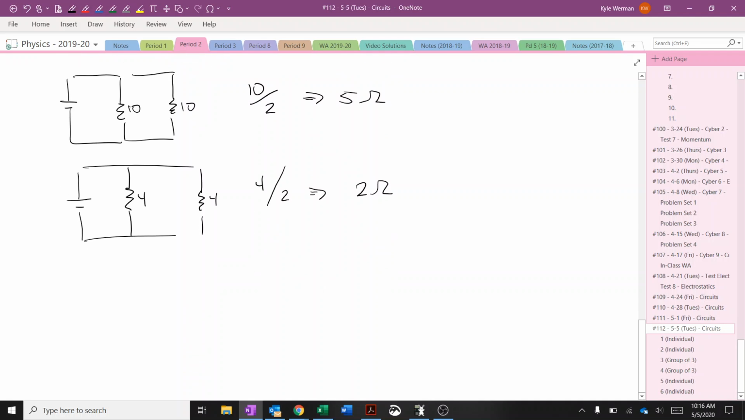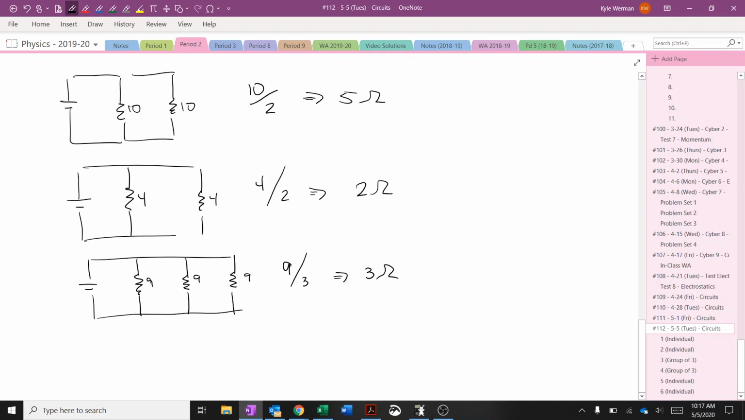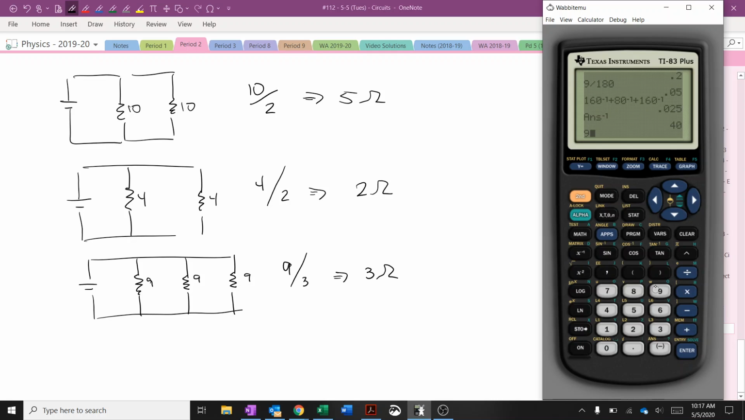Well, what if I have 3 branches? If I have 3 branches, and they all happen to be the same resistance, let's say it's 9, 9, and 9, it ends up being the same as 9 over 3. We get a 3 ohm resistance. Again, if I take my calculator out and I do 9 to the negative 1 plus 9 to the negative 1 plus 9 to the negative 1, well, isn't that 1/9 plus 1/9 plus 1/9? 3/9, right? Which is 1/3. And if I take the inverse of 1/3, I get 3. So you see mathematically how that plays out using that equation.